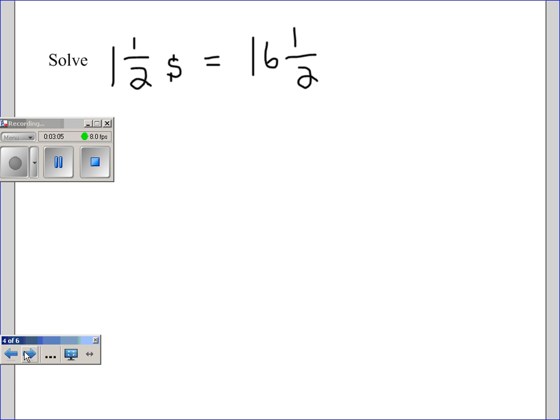Okay, our next problem is 1.5 S equals 16.5. We have a mixed number here. To make things easy, we just make this an improper fraction. Remember, you take the denominator of 2, you multiply it by our whole number, and then add our top. So we do 2 times 1, 2, plus 1 is 3.